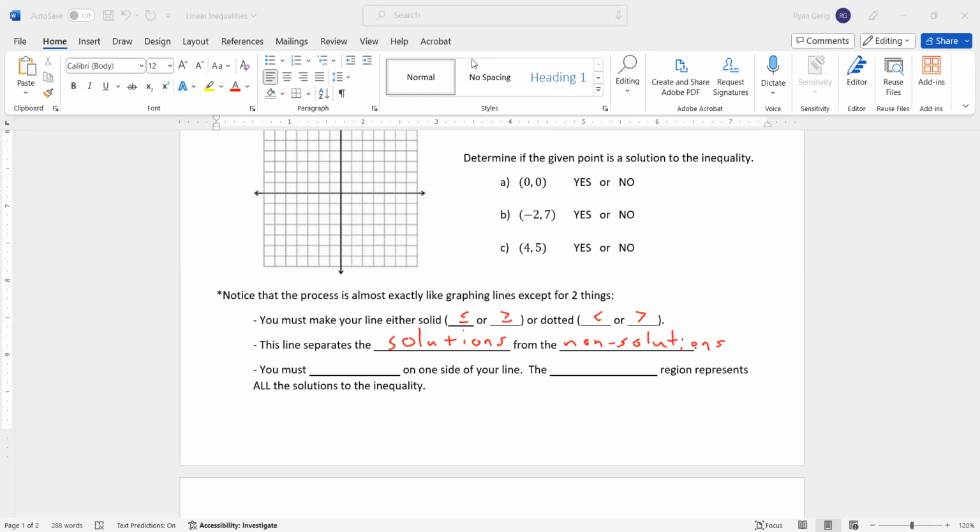You must shade on one side of your line. That shows that on one side of the line are the solutions, on the other side, they're non-solutions. The shaded region represents all the solutions to the inequality. Okay, so let's do a few more examples on the back.